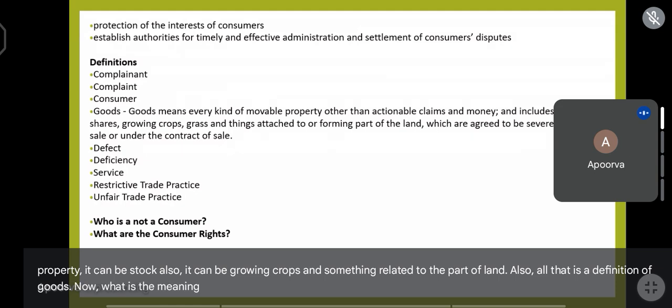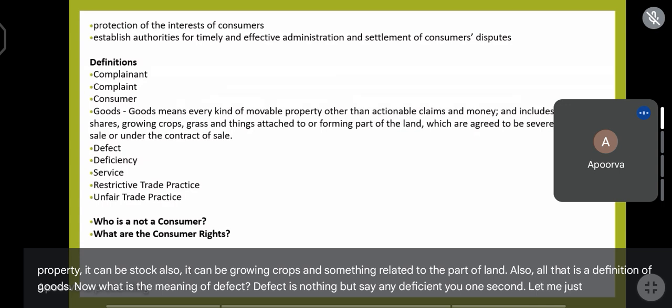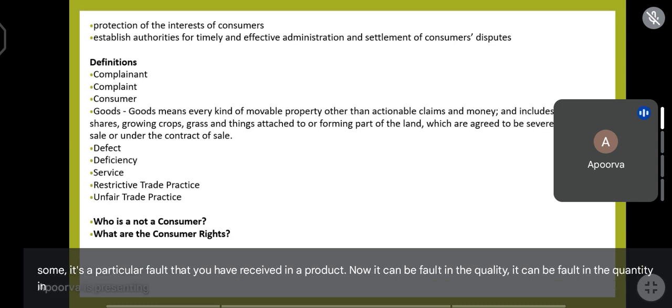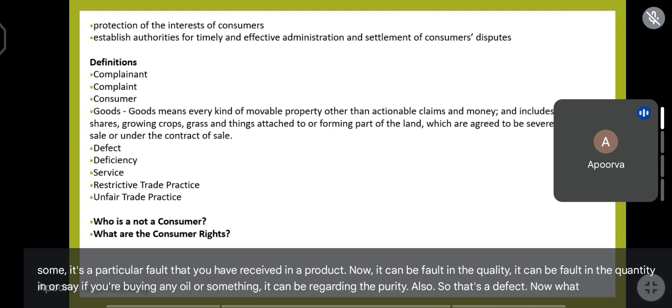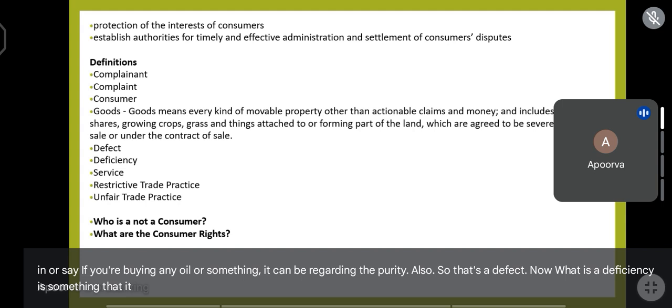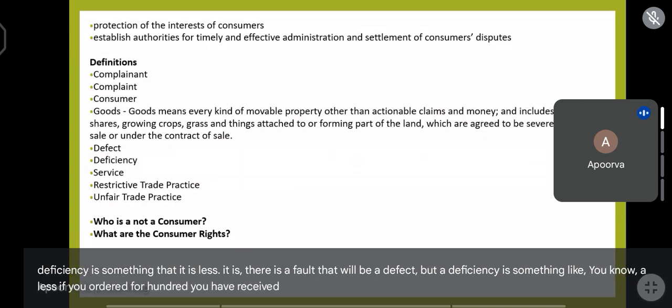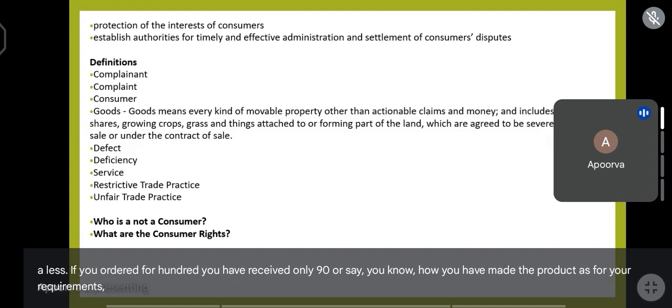Now, what is the meaning of defect? Defect is nothing but any deficiency. It's a particular fault that you have received in a product. It can be a fault in the quality. It can be a fault in the quantity or, if you're buying any oil or something, it can be regarding the purity also. So that's a defect. Now, a deficiency is something that is less. There is a fault that will be a defect, but a deficiency is something like a shortfall. If you ordered 100, you have received only 90. Or if you have asked for the product to be made as per your requirements, and the supplier has not done it, that's also a deficiency.